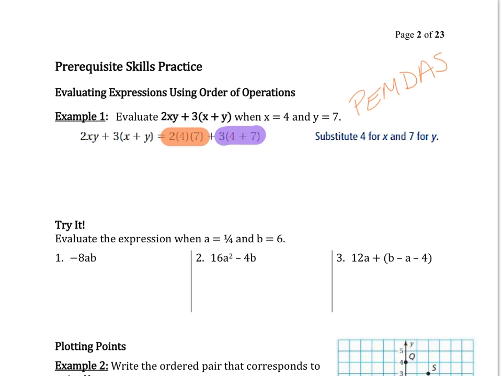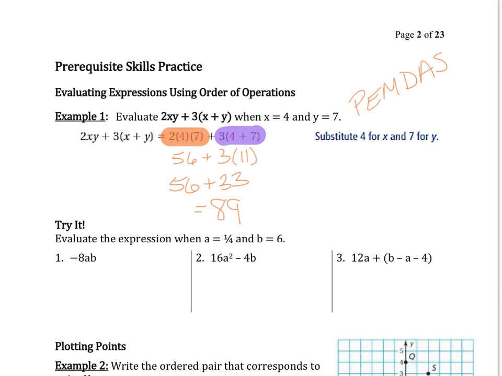So for 2 times 4 times 7, 2 times 4 is 8, and then 8 times 7, of course, is 56. Now, on the right side there, 4 plus 7 is going to give me 11, so I really have to multiply 3 times 11 before I can add, so then I would end up with 56 plus 33. Final answer of 89.